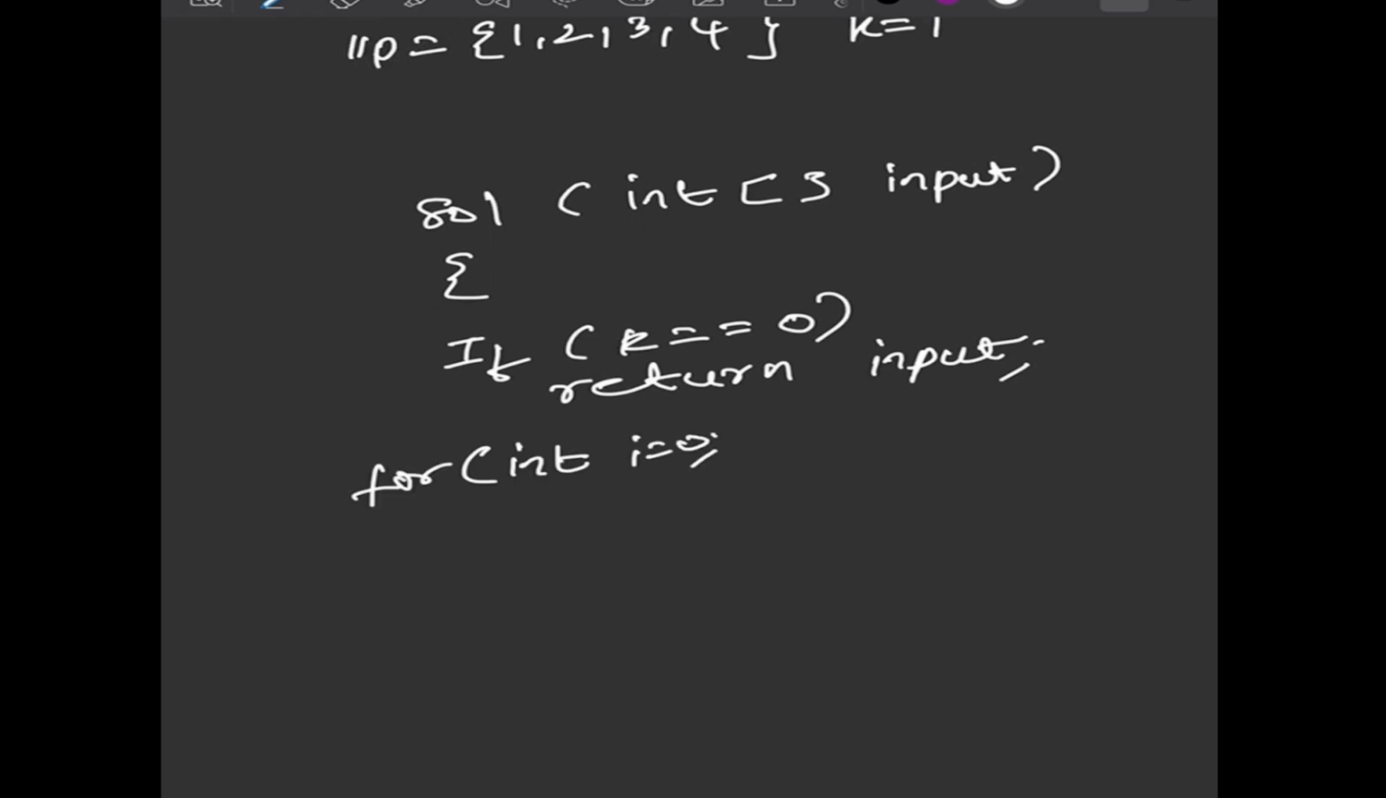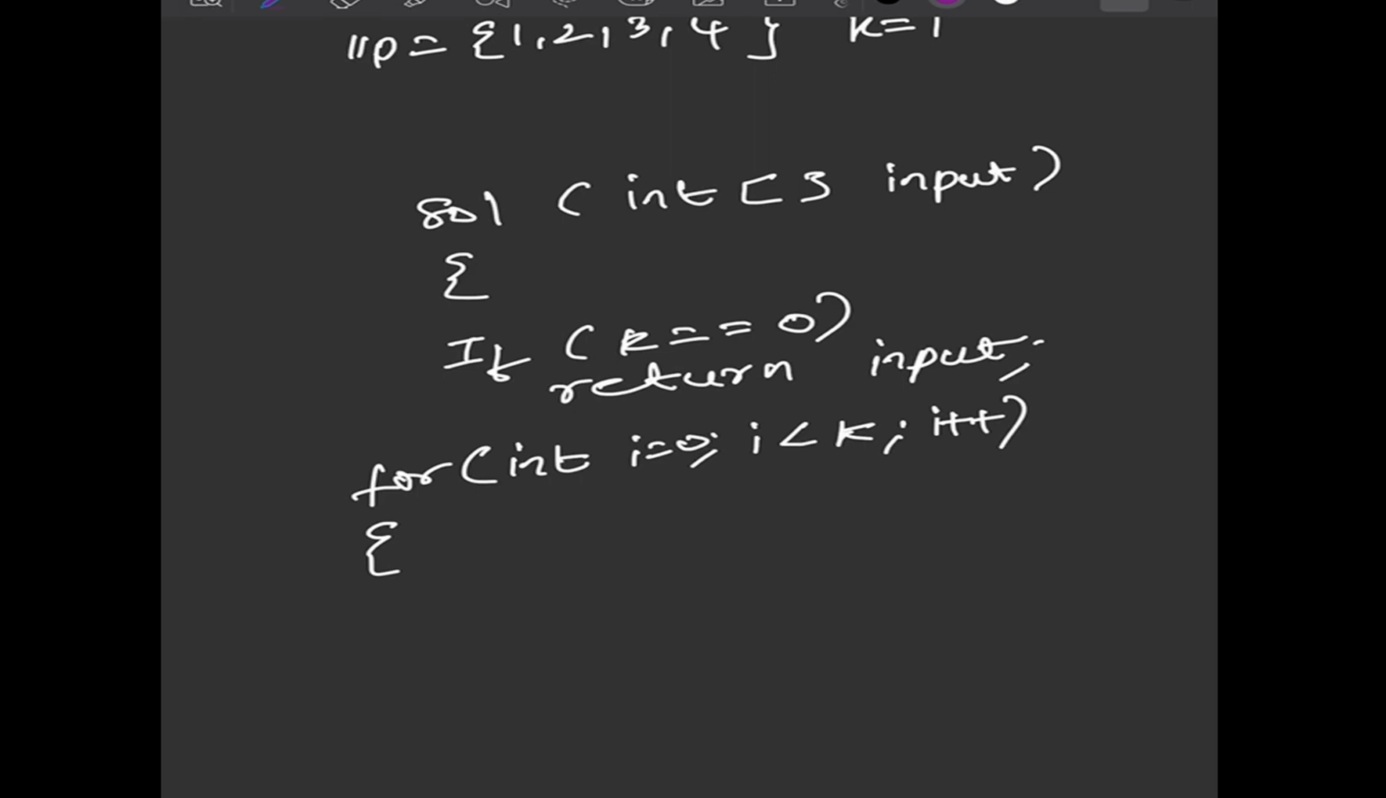I'm going to write a for loop. This for loop will iterate k number of times. If k is 1, it will iterate once. If k is 2, it will iterate twice. Now we know that we have to perform k number of rotations.